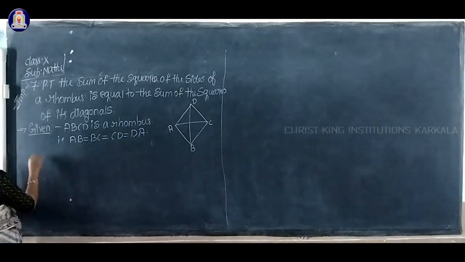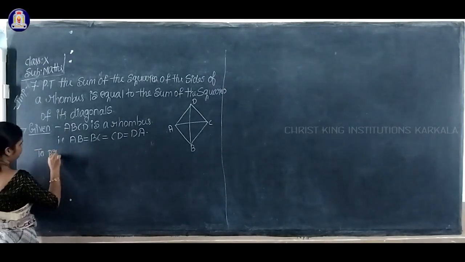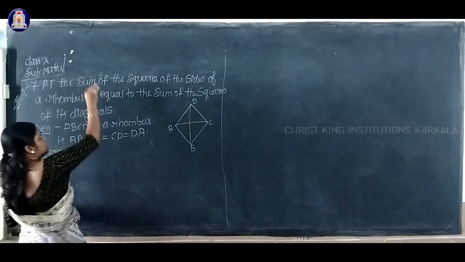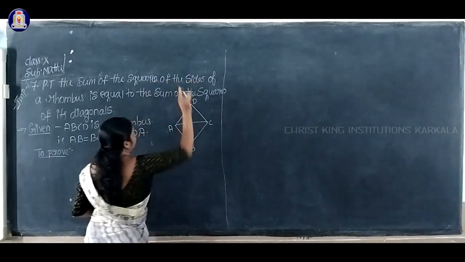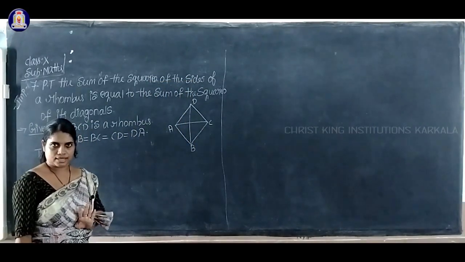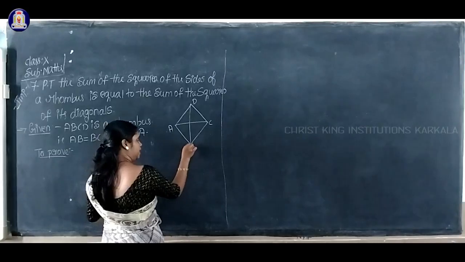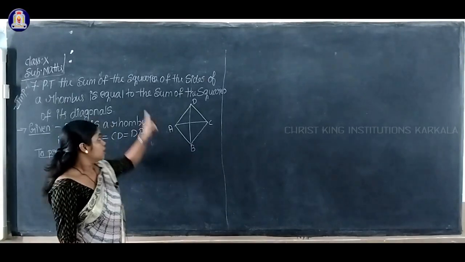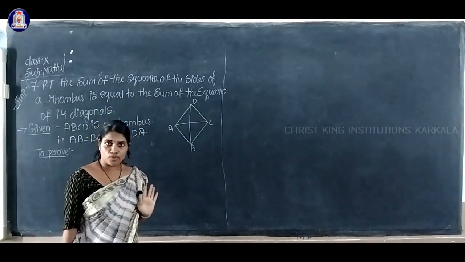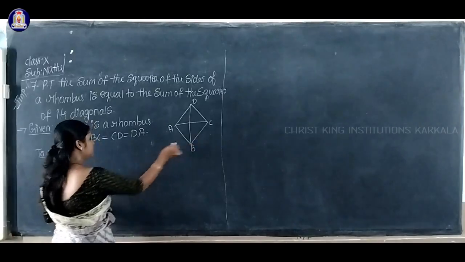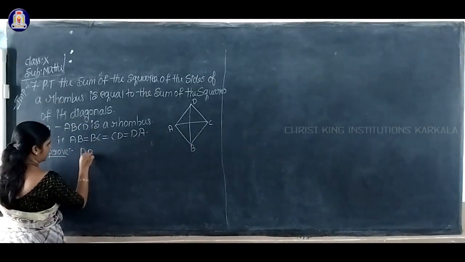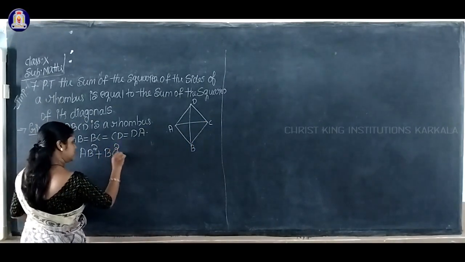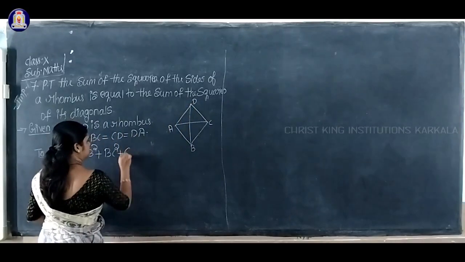Next I'll write to prove. What are we going to prove here? According to this question we have to prove the sum of the squares of the sides. There are four sides, isn't it? Which are the four sides? AB, BC, CD and DA. Sum of the squares of these four sides means, what is the first side? AB. So AB square plus, what is the second side? Second side is BC. So BC square plus third side CD.